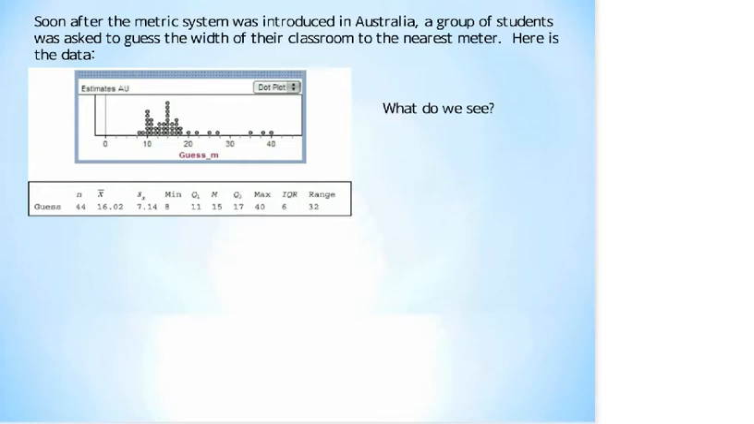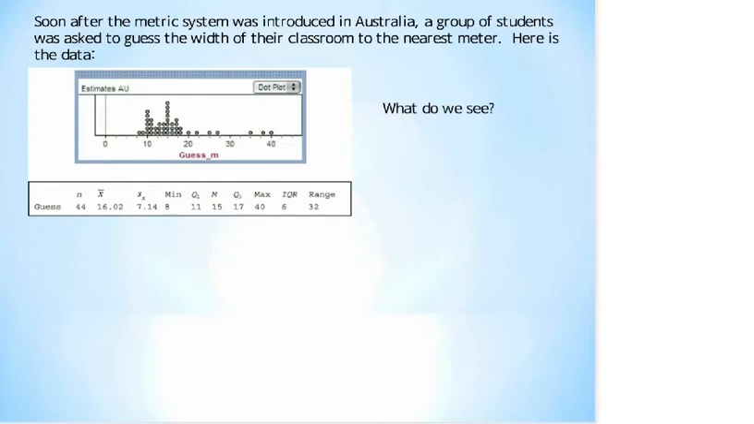So here's an example of transforming data. This is a little question where they've taken a group of students right after they introduced the metric system in Australia. They asked the group of students to guess the width of their classroom to the nearest meter. Here's the data. We have good clusters between 2, maybe 7 or 8 up to 18. And then, wow, somebody actually thinks that their room is 40 meters wide. My guess is not the brightest on the metric system.